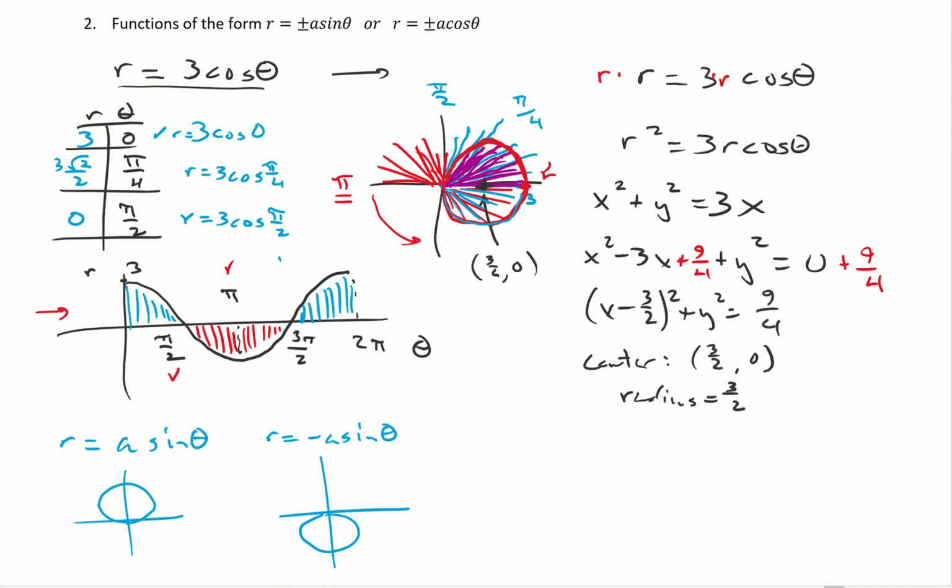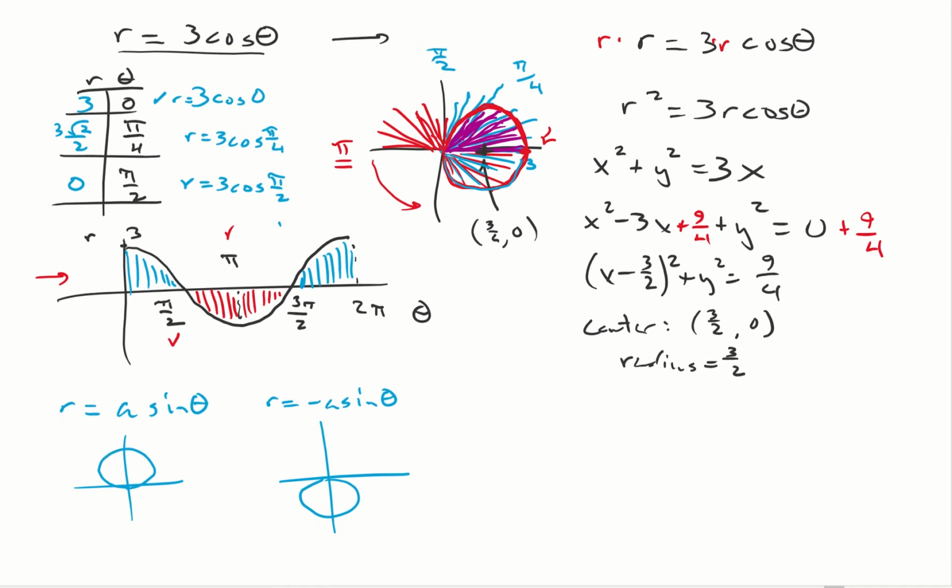I might do another one on limaçons. Let's stop this video and do another video on limaçons. If r is positive a cosine theta, well, we just did one of those, didn't we? And so the circle is here, and that should be a positive a so that it's clear. And if r is negative a cosine theta, then that guy is here. And it reaches out to a in each case.